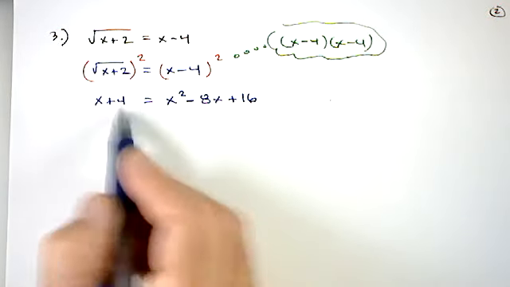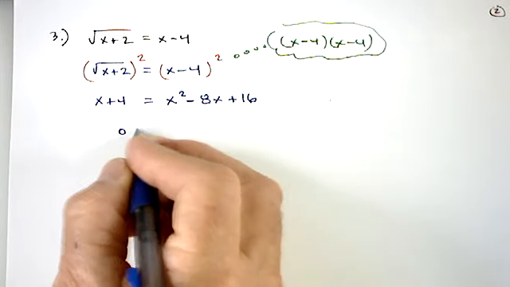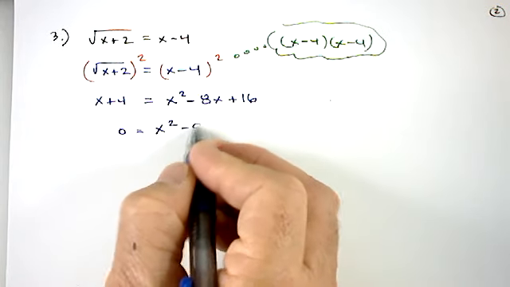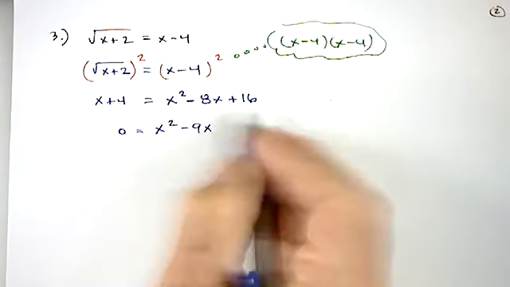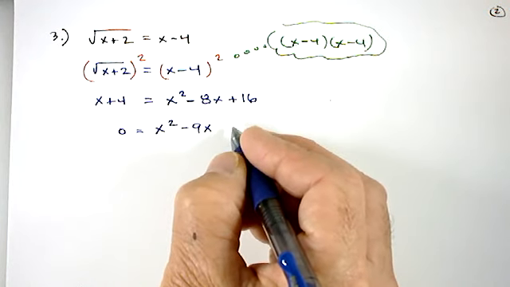We want to make one side equal to 0. Since I have a positive x squared here, let's move everybody to the right side. If I subtract x from 8x, that's going to give me minus 9x. Subtract 4 from 16, that's going to give me 12.